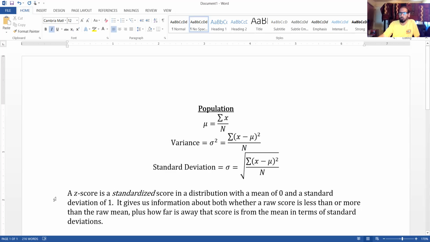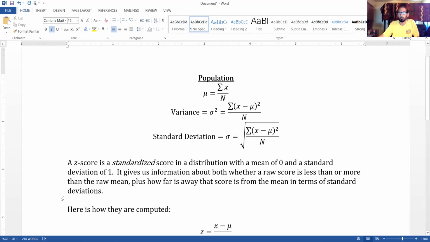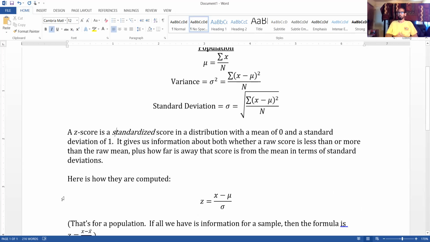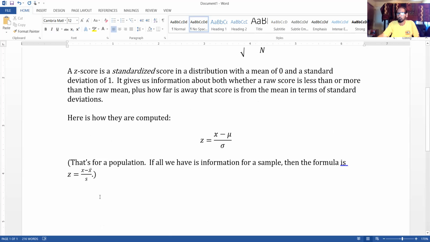Okay, so what is a z-score? It is a standardized score to take whatever distribution you're working with, whatever the mean and the standard deviation are, and if the mean is different from 0, it's going to shift left or right to make the related distribution have a mean of 0. And if the standard deviation isn't 1, then it'll stretch it or compress it by dividing by sigma. Here's how you calculate it. But if it were for a sample, then you'd have this.